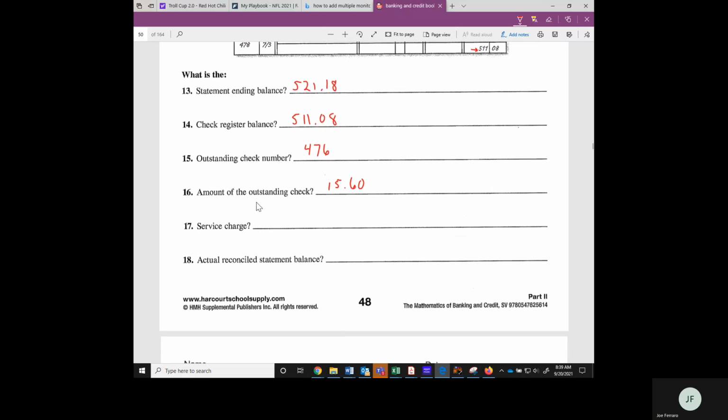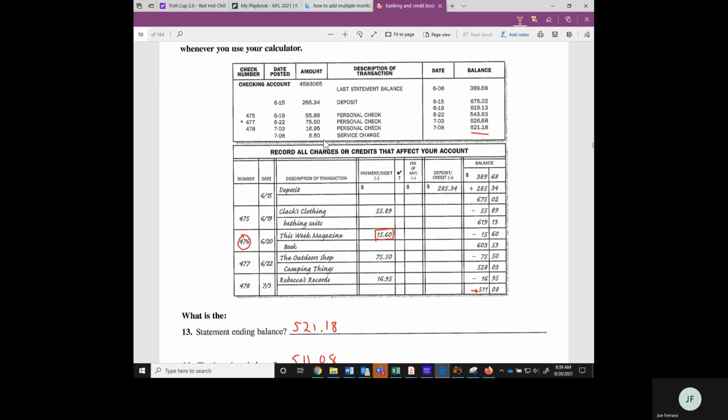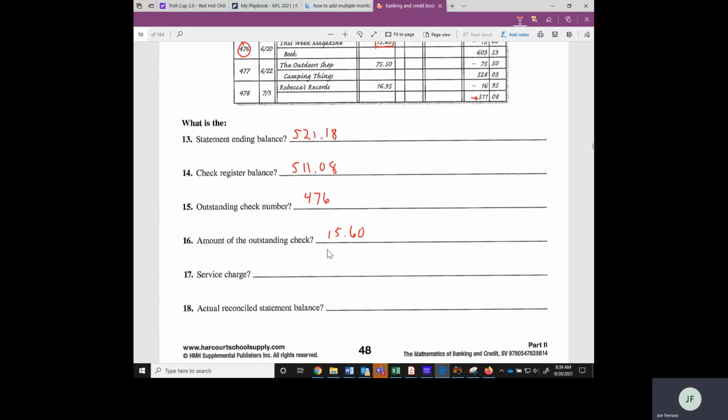Okay. Service charge: we look at the bank statement to see if there's a service charge, and we have a service charge right here, $5.50.